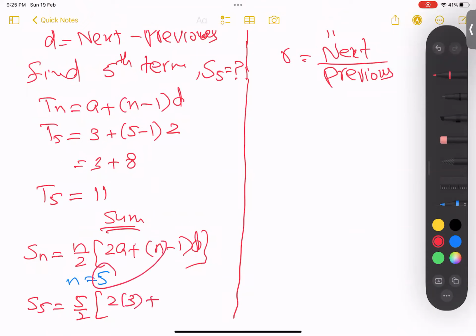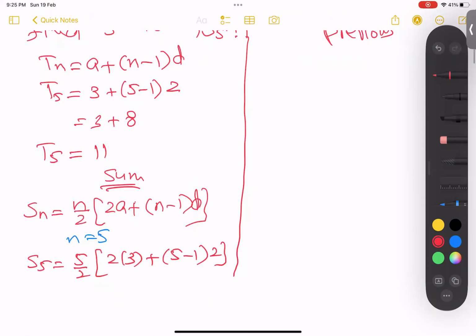And I put 5 even here. So 5 minus 1, I'm plugging it here. And common difference, I know 2. So I'm plugging here. And now I'm typing. You can type parallel with me, okay? And I'm typing in calculator.